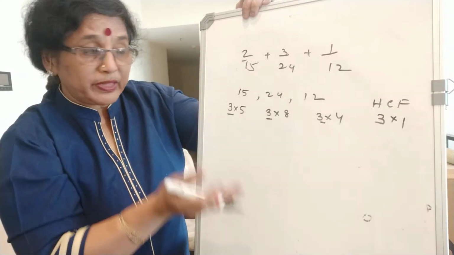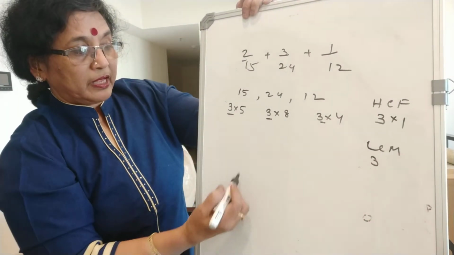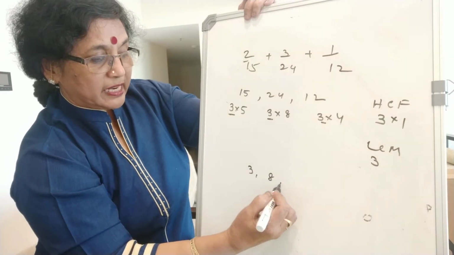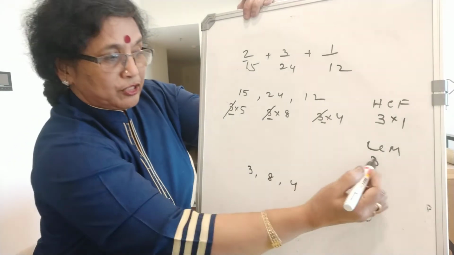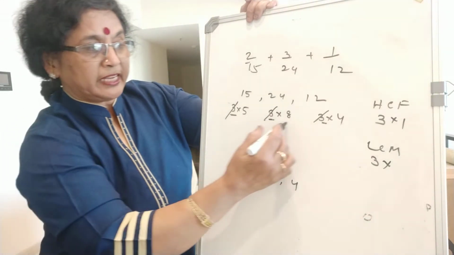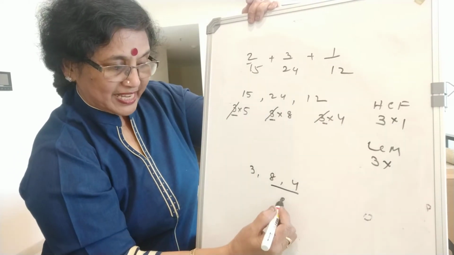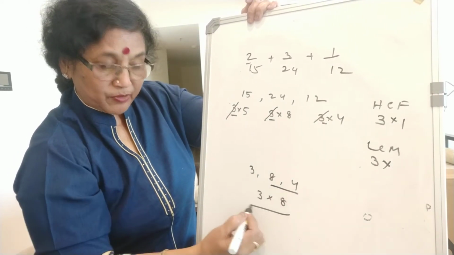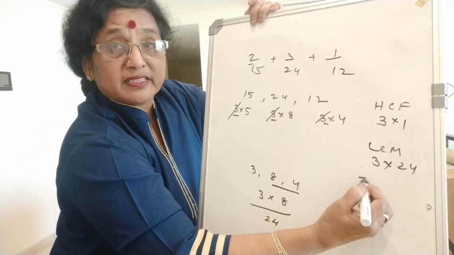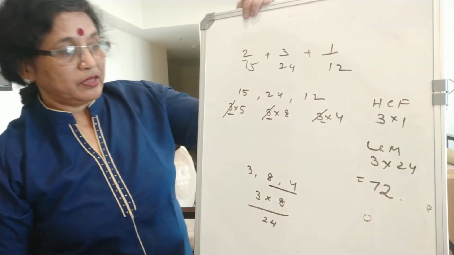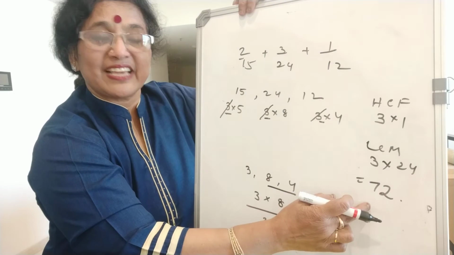Now we continue with LCM. For LCM, we take the common number 3, and then we are left with 3, 8 and 4. What is the LCM of 8 and 4? You should know. Take the combination: 8. And what is the LCM of 3 and 8? 24. So the LCM is 72. The LCM of 15, 24 and 12 is 72.